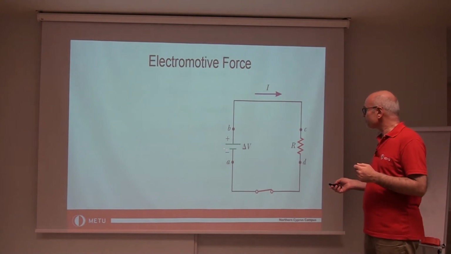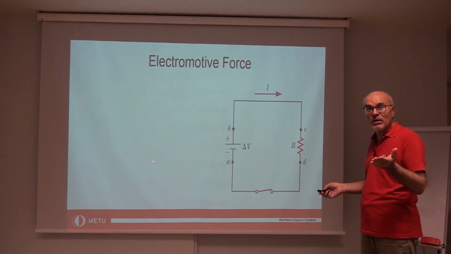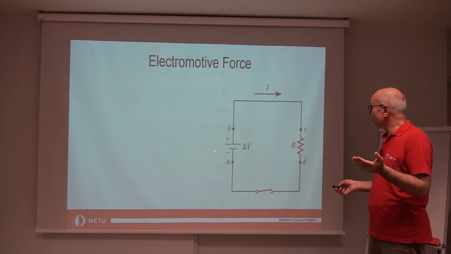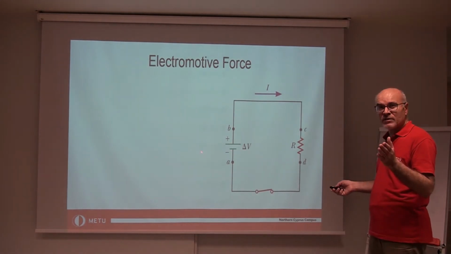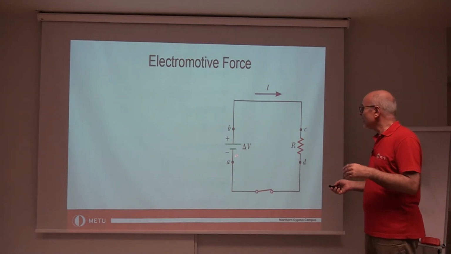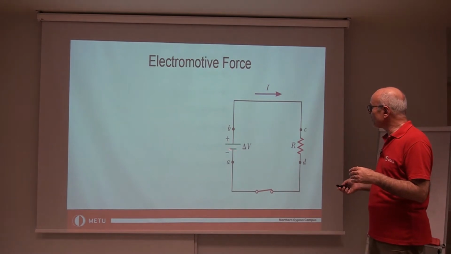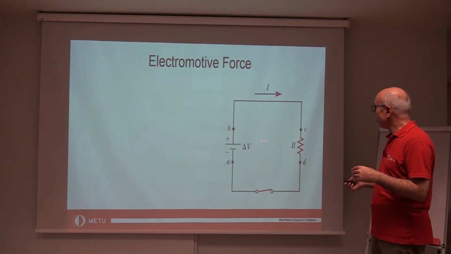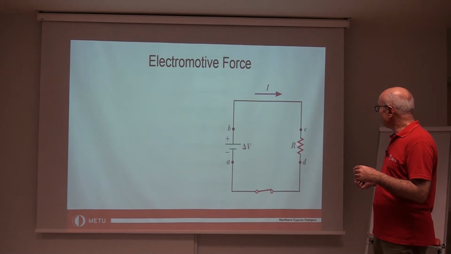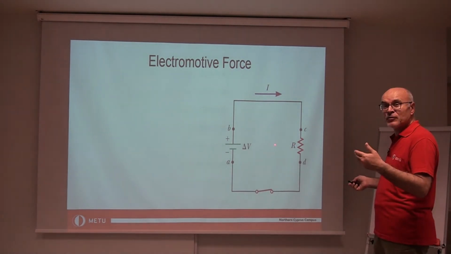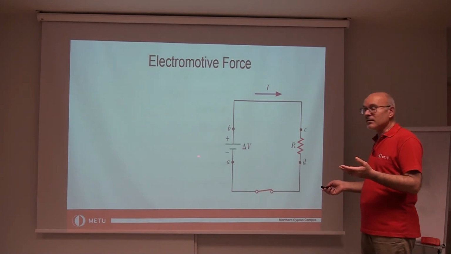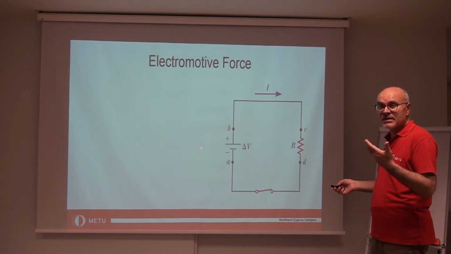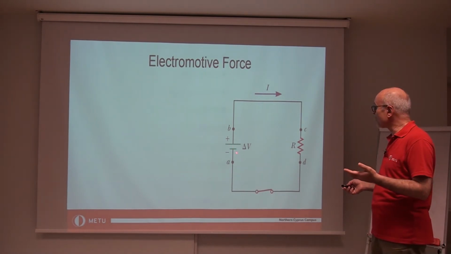Now we have learned, when we talked about the power in the electrical circuits, that the electric potential energy given to the charge carriers, I'm talking about positive charge carriers in this case as a convention, is the same as the energy dissipated into thermal energy in the resistor.